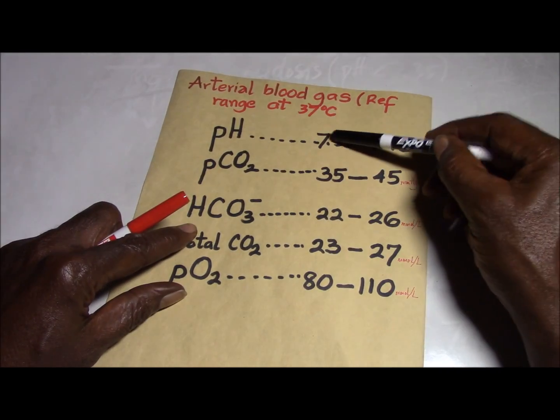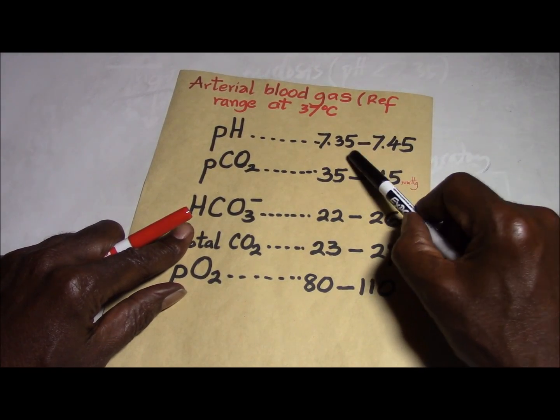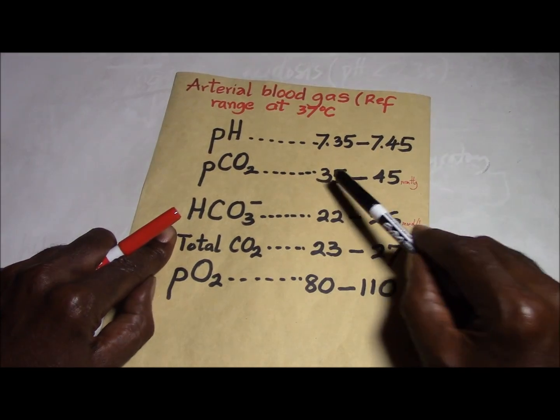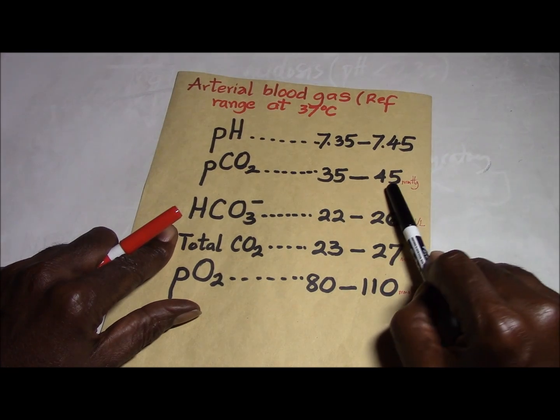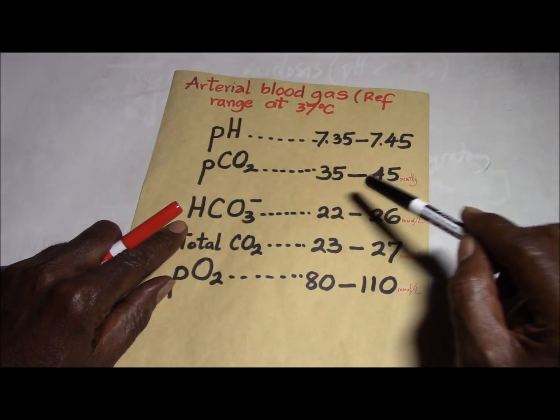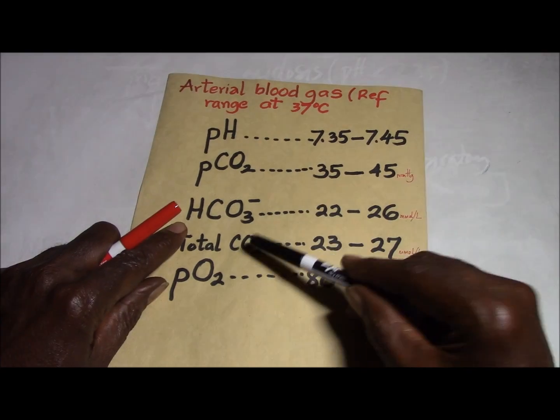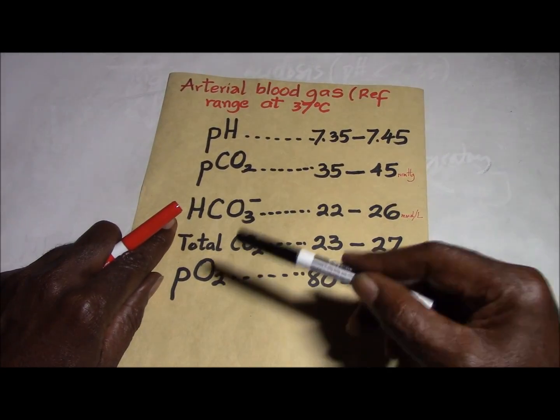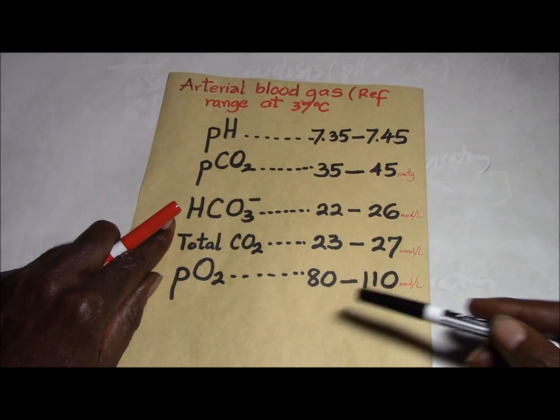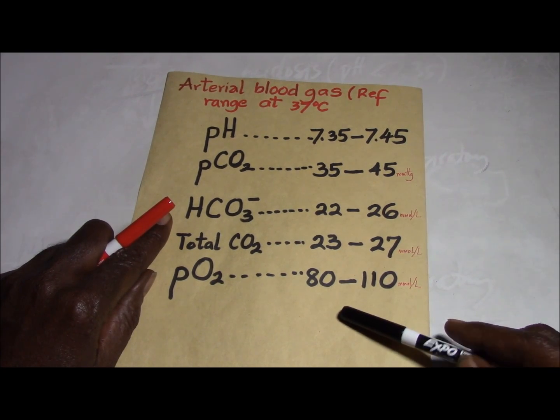These are the only three you need to memorize. The pH, which has a range of 7.35 to 7.45. The partial pressure of carbon dioxide, which has a range of 35 to 45 millimeters of mercury. And then the bicarbonate ion, which ranges from 22 to 26. You don't need to be concerned with total carbon dioxide or partial carbon dioxide or sodium or calcium or any of the other ions that a standard blood analyzer will be able to generate.